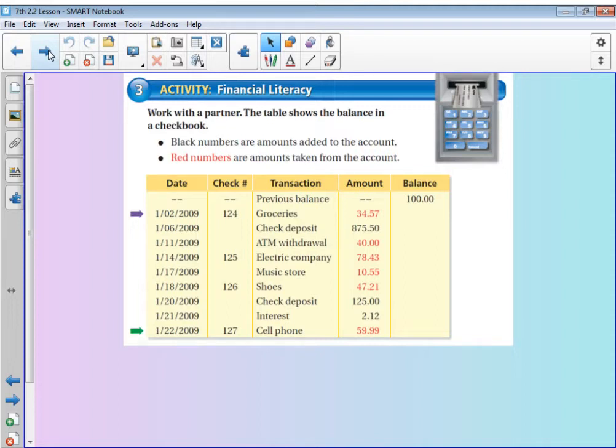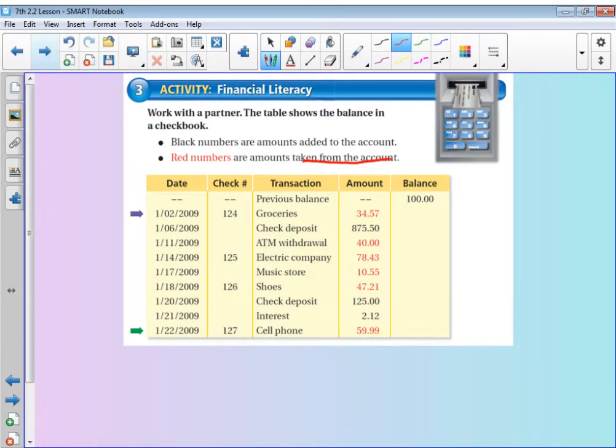This is in your journal book. It's activity 3. So I would like you to work through activity 3 and find out what your final answer is and check with me. The way that you're going to do that is, if you notice here, they tell me that the red numbers are amounts that are taken from, so those are subtracting.